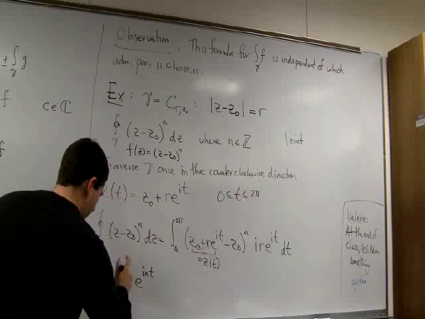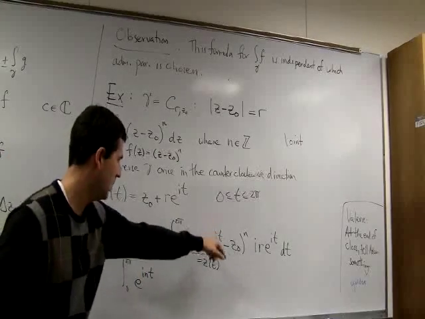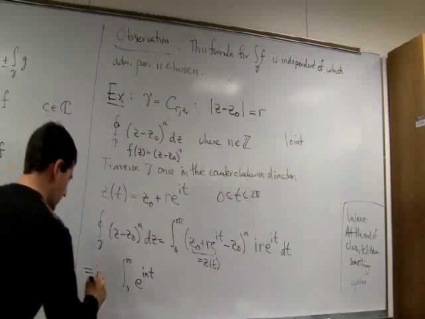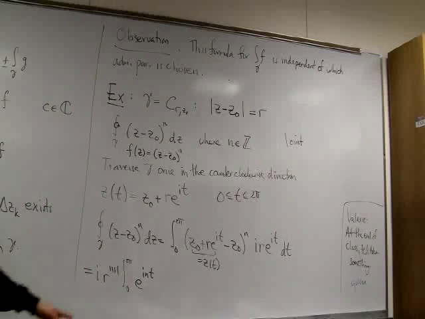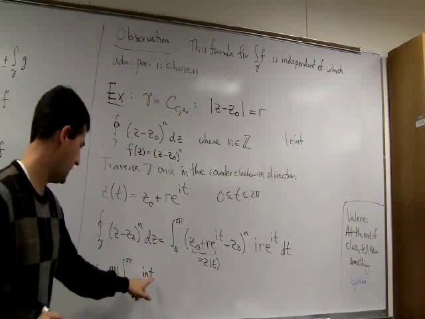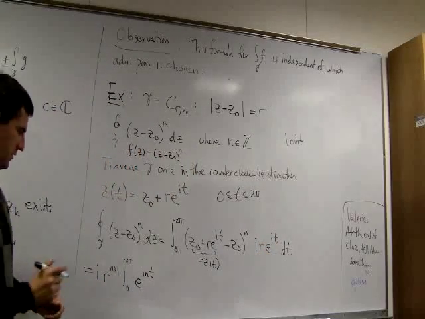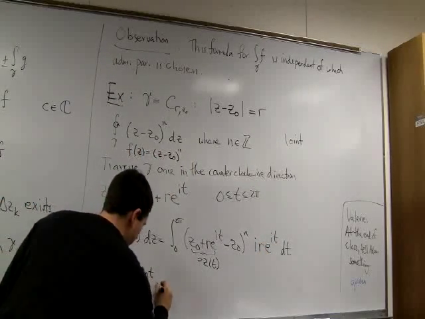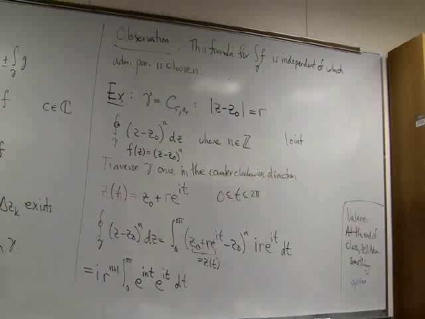Let's pull all those r's out. How many are there? There was an r to the n, and then one more r. So it's r to the n plus 1. And then I just have e to the i n t and another e to the it. So it becomes i n t plus i t.